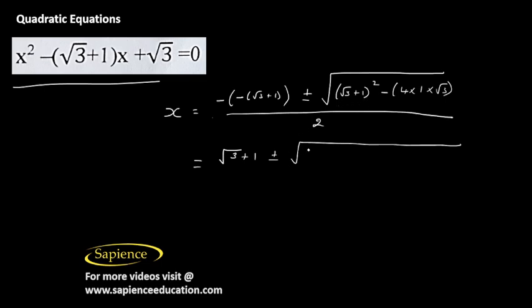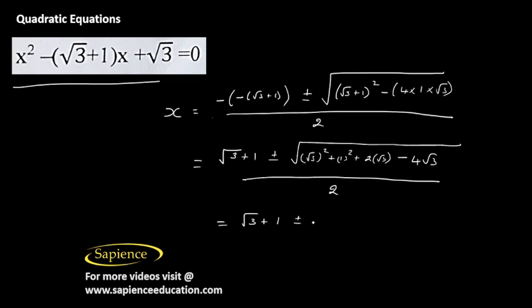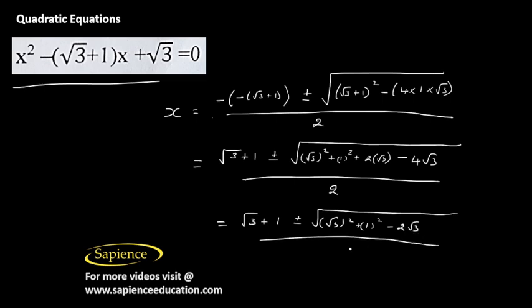root 3 plus 1 whole square can be expanded by using a plus b whole square formula. A plus b whole square is a square plus b square plus 2ab. So we will use it. Root 3 square plus 1 square plus 2 root 3 minus 4 root 3 divided by 2. This is equal to root 3 plus 1 plus or minus square root of root 3 square plus 1 square plus 2 root 3 minus 4 root 3 will be minus 2 root 3, and the denominator is 2.